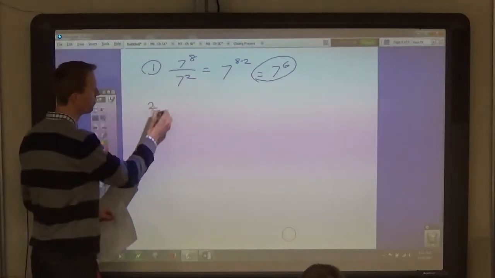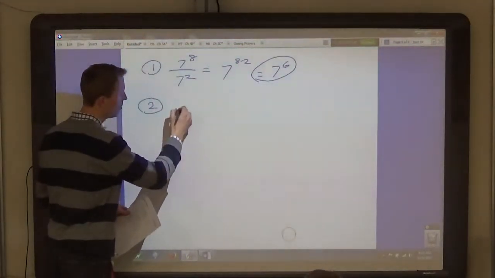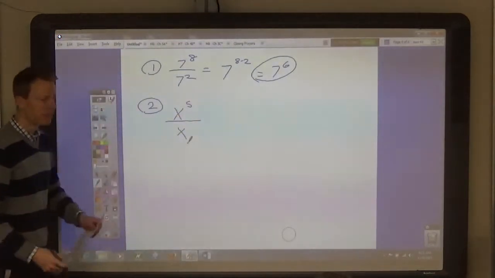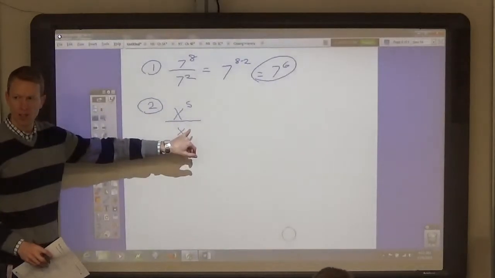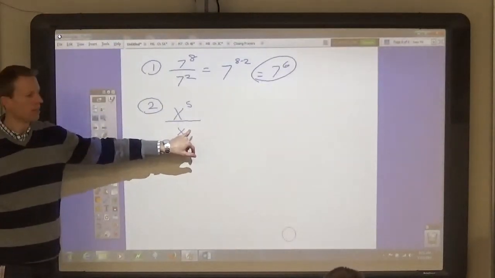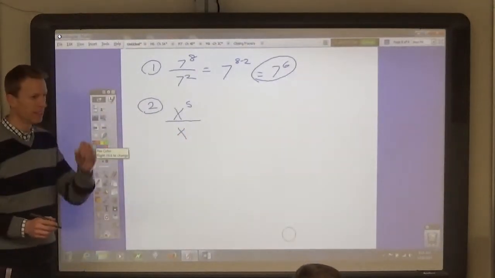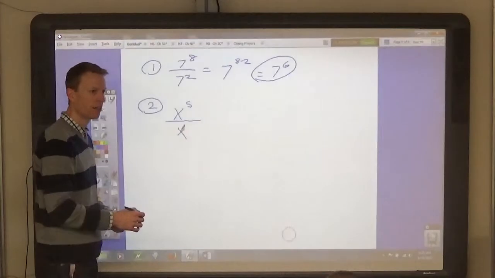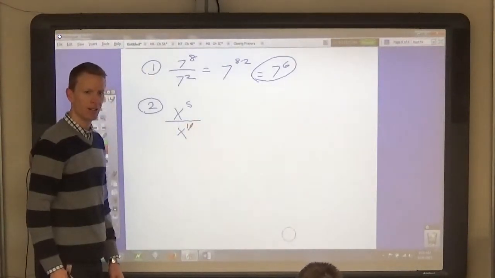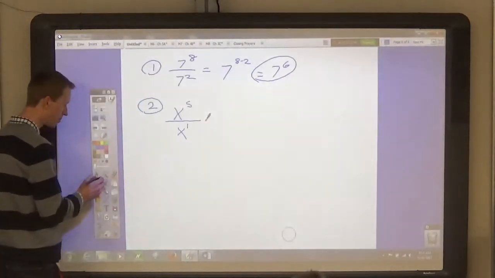Number 2. X to the 5 over x. If it's just an x, what is the power of that one? 1. Not 0, because that would just be 1. So this is x to the first power, isn't it? Think of it this way, because there's only one x.